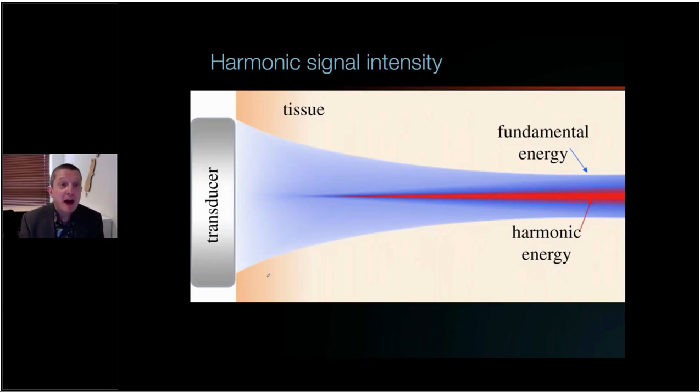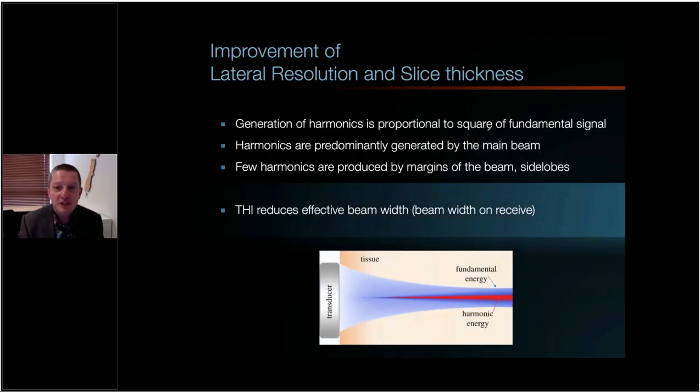Another interesting observation about harmonic imaging is that the harmonic signal is really intense in the center of the beam, but peters out to the edges of the beam quite rapidly. In fact, the generation of harmonics is proportional to the square of the fundamental signal. This means that there are a lot of harmonics in the center of the beam, but very, very few harmonics on the edges of the beam. And the fortunate consequence of this is that the beam appears smaller in tissue harmonic imaging. This is how tissue harmonic imaging contributes to reduction of beam width and slice thickness.